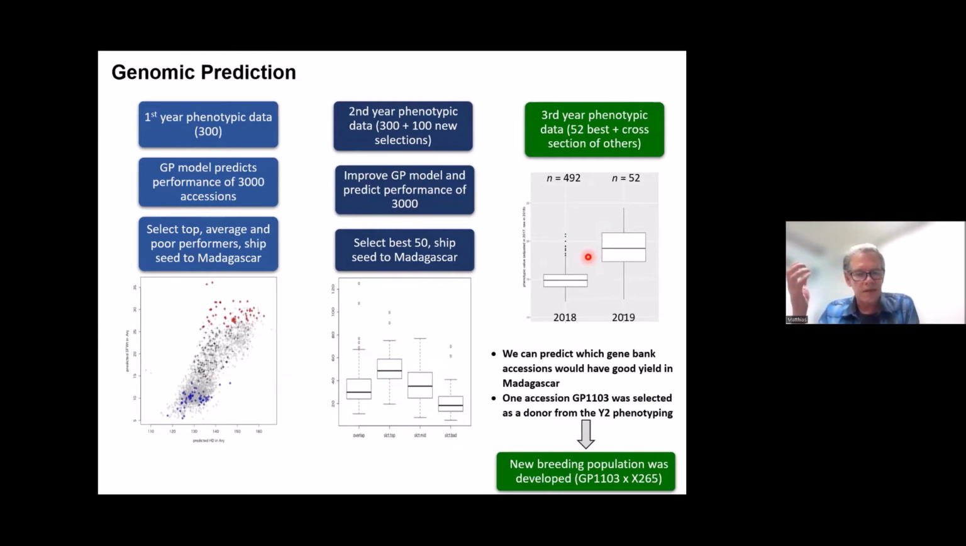So this is a nice academic exercise, but we started this to actually identify useful accessions from the gene bank, and this was actually possible. We particularly like this one here, accession 1103, which combines relatively high yield with earliness. We use that as a donor in our breeding, and so we now have a breeding population that we test in Madagascar.